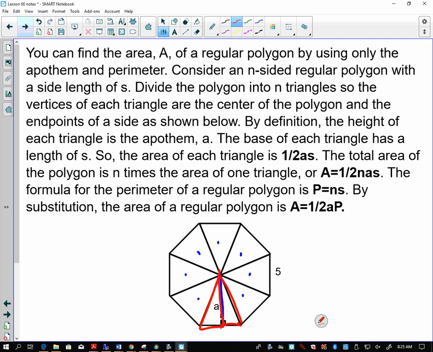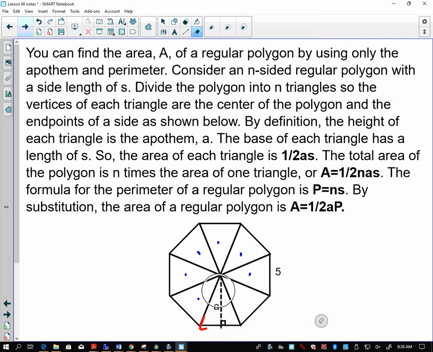Okay, so you divide the polygon into n triangles, so the vertices of each triangle are the center of the polygon and the endpoints of a side shown below. So by definition, the height of each triangle is the apothem. Does that make sense so far? Okay. The base of each triangle has a length of s, so the area of each triangle is 1/2 apothem times side length. Okay, because, well, let's just remember, how do I find the area of a triangle? It's 1/2 base times height, right?